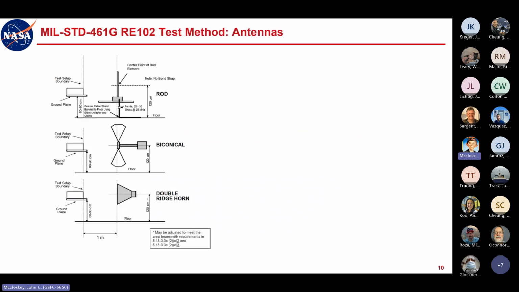Okay, so that reviews stuff we talked about. Now we're going to plunge into RE102 proper. Does anybody have any questions before we get more into the meat of this?